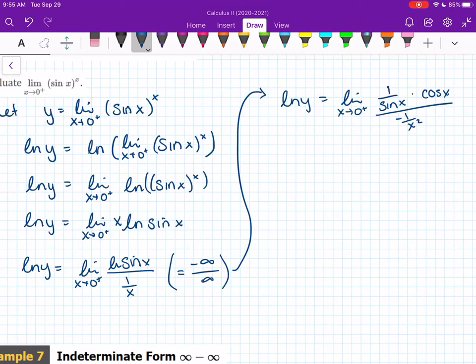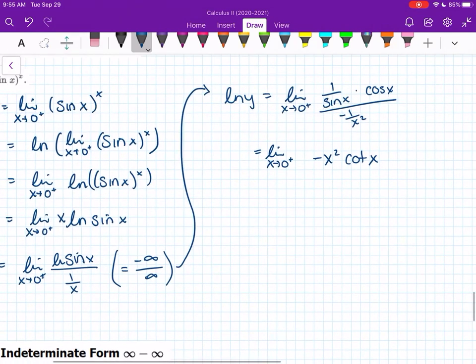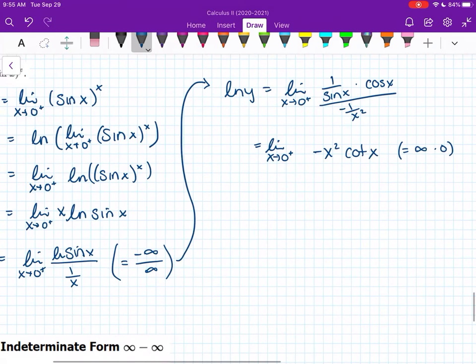So if I look at this, my numerator really is cosine over sine, so that's cotangent. So I have the limit as x approaches 0 from the right of cotangent of x. And I can rewrite that denominator in the numerator as negative x squared cotangent of x. Okay. But I still run into a problem because right now I have infinity times 0, which is not super helpful. But if I move that 0 to the denominator, then I might get infinity over infinity.